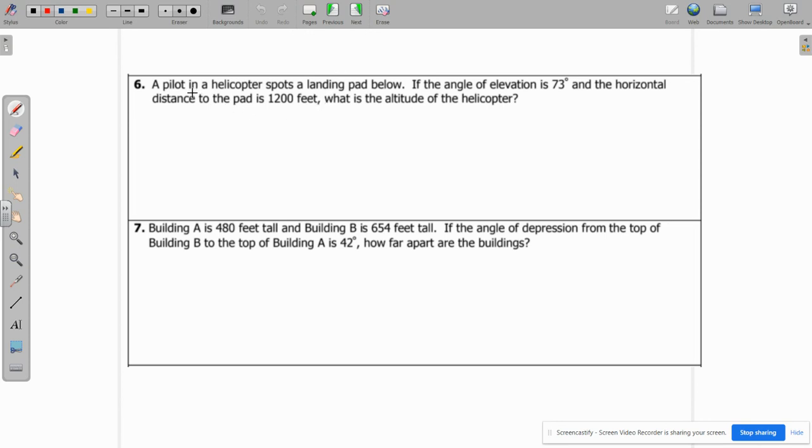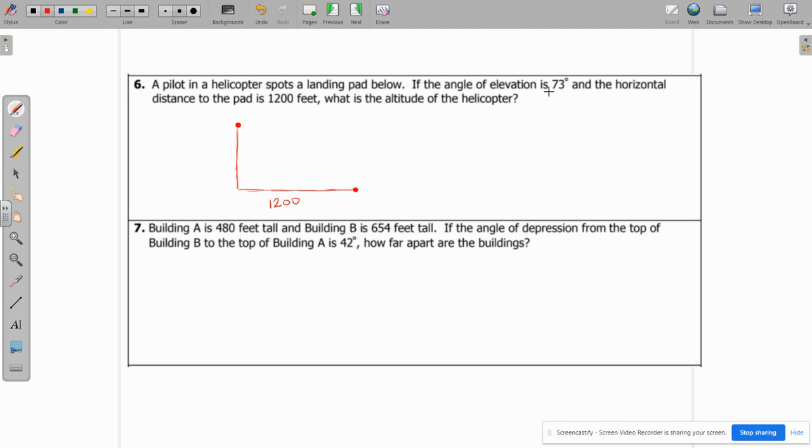Number 6, a pilot in a helicopter spots a landing pad below. So let's say here's our helicopter, here's our landing pad. The angle of elevation is 73 degrees and the horizontal distance to the pad is 1,200 feet. So if here's kind of the height from the helicopter to the ground, here is that horizontal distance from the helicopter to the helipad. So that means that this distance right here is 1,200 feet.